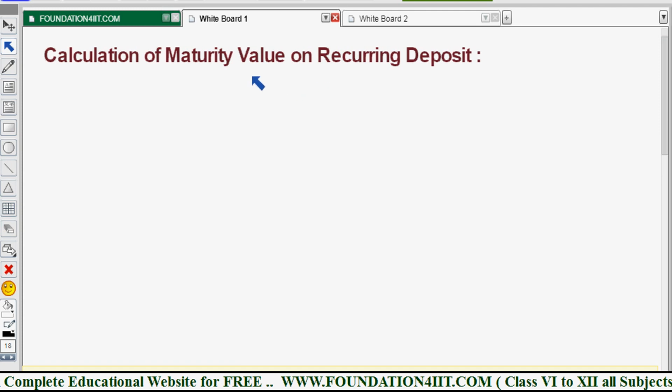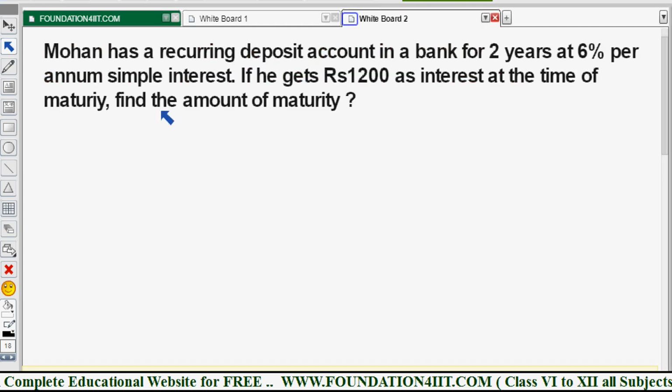To find out the maturity value, we need the simple interest and the principal amount, that is, how much you are paying every month. For example, see the question here. Mohan has a recurring deposit account in a bank for 2 years. Time is given, so n is equal to 24 because 2 years is 24 months, at 6% per annum. So the rate of interest is 6. And if he gets 1200 as the interest, so simple interest is given in the question. At the time of maturity, find the maturity value.